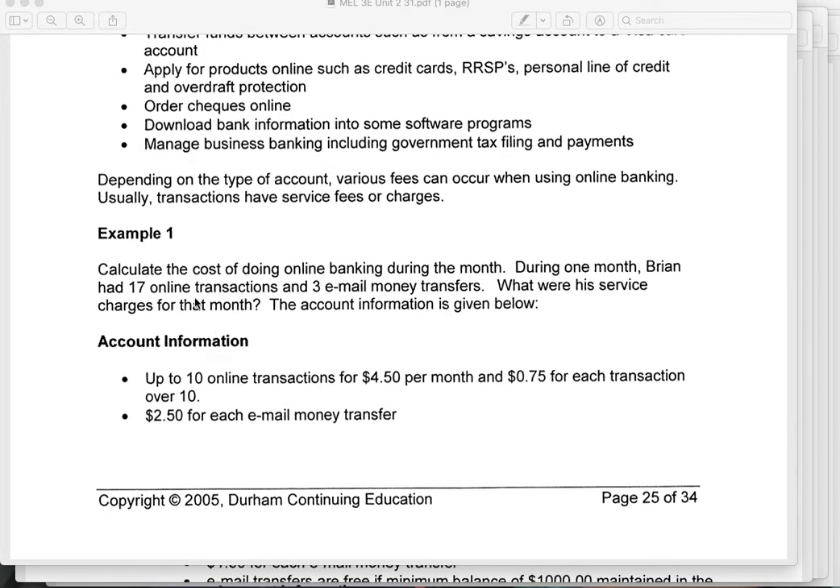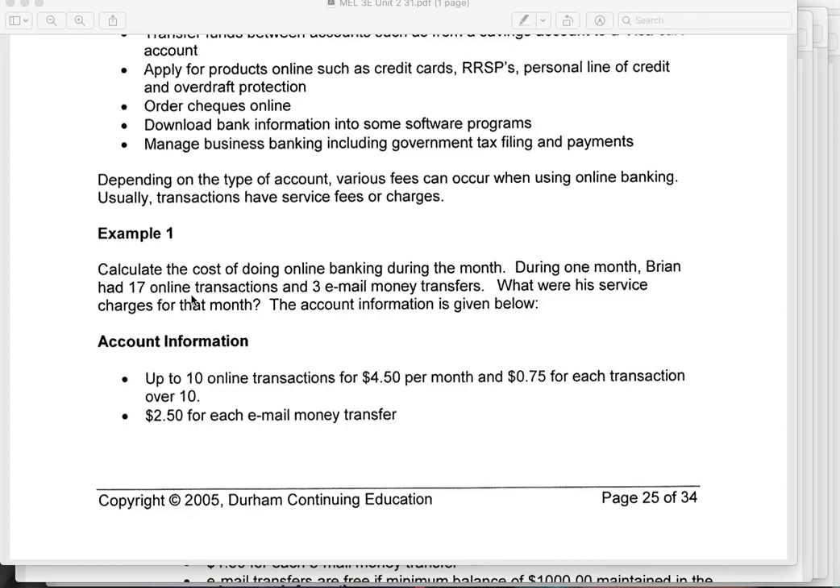So looking at this first example here, it says calculate the cost of doing online banking during the month. During 1 month, Brian has 17 transactions and 3 email money transfers. What were his service charges for that month? The account information is given below. So we've got to take into account these 17 online transactions and the 3 email money transfers. So we are going to use these 2 things here to calculate the service charges. So up to 10 online transactions is $4.50 per month and 75 cents for each transaction over 10.